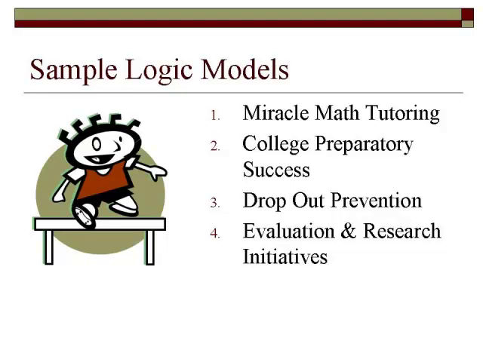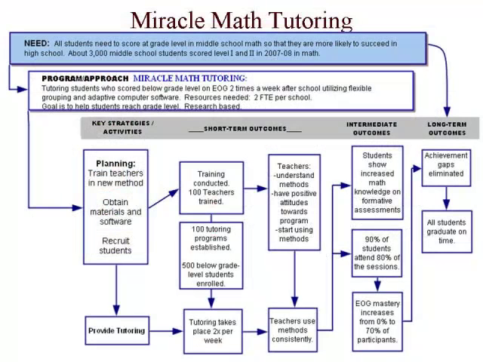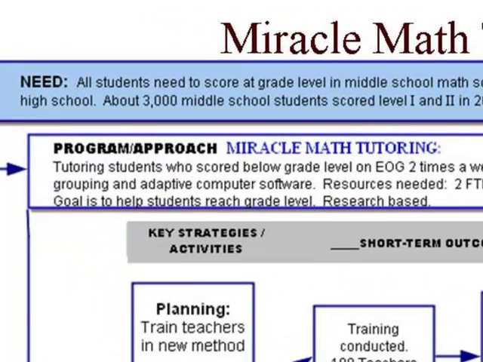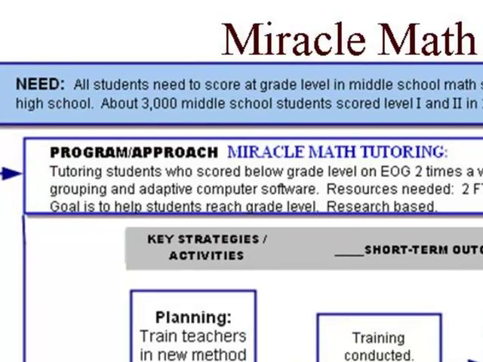You will notice, however, that each model has a clear flow from the strategies to the short-term outcomes or outputs, to intermediate outcomes to long-term goals. This is an example of a logic model for a math tutoring program. At the top of the model, in the shaded blue box, the need that this program addresses is described.